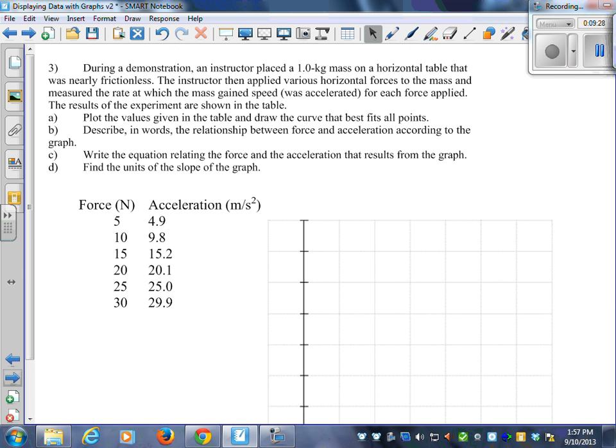Have you done the graph yet? Yeah. Okay. Have you described the relationship between force and acceleration? Like, have you said it's linear, or it's quadratic, or it's inverse? Part B, you are to describe in words the relationship. You have 3 choices: linear, quadratic, or inverse. Have you written the equation? I'm guessing no. And have you found the units of the slope of the graph? I'm guessing no. Go ahead and do C and D. I'll give you like 5 minutes.